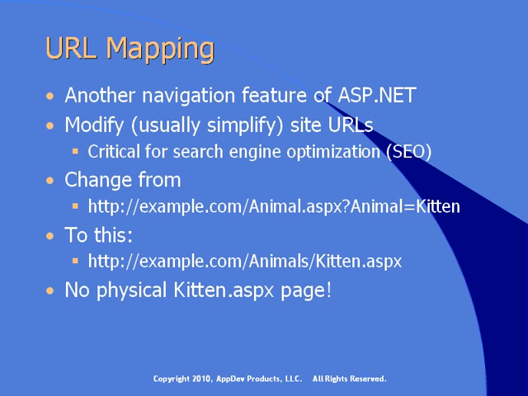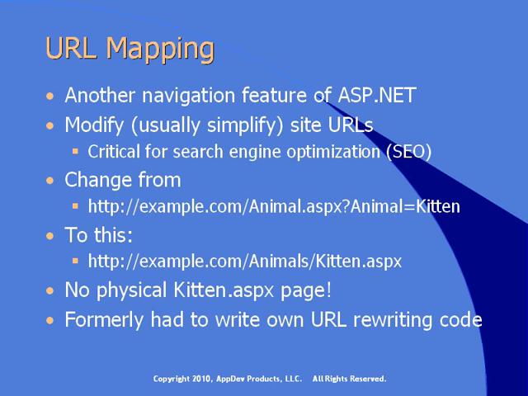ASP.NET takes care of translating that second URL into the first one, because your physical site on the server actually has just a single animal.aspx page that uses query strings in order to display different animals. In previous versions of ASP.NET, you had to write your own URL rewriting code, and that was really kind of a messy thing. ASP.NET has a lot of support for doing that sort of thing, but it was a little bit tricky to get right. But now it's actually built into ASP.NET, and it's quite simple. So let's see how this works.